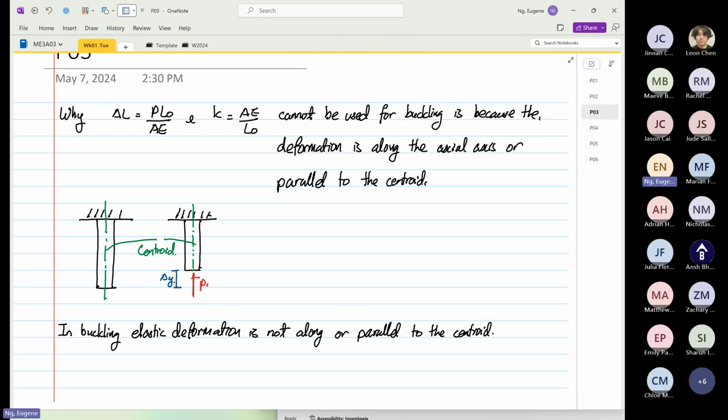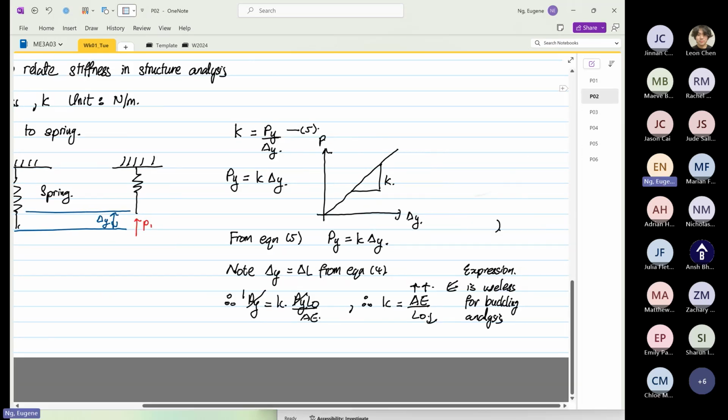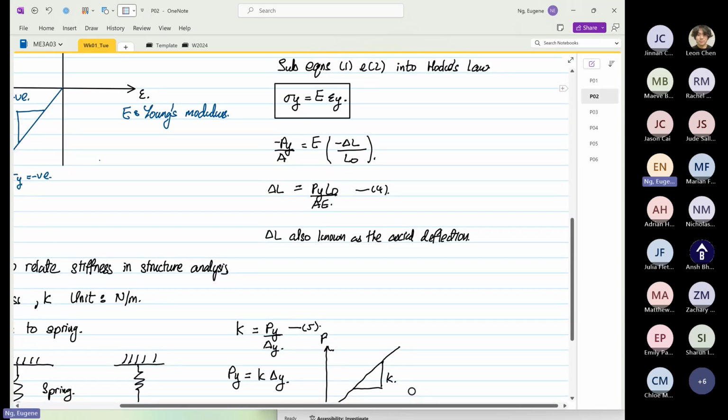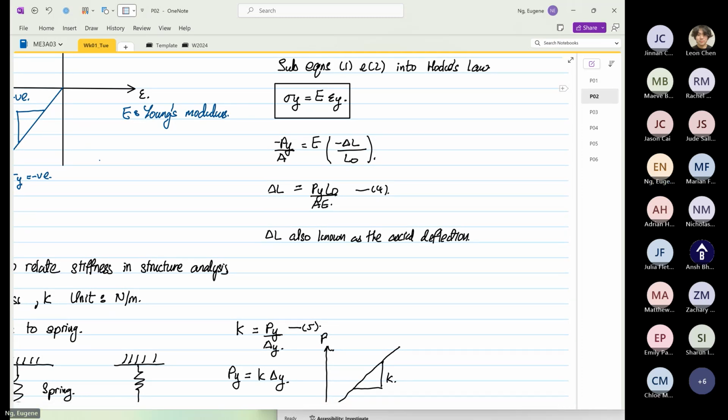Why is delta L negative? If you look at delta L, it's negative down here because the change, the original is longer than the final, so it's negative. So when I put it into equation number 4, left hand side and right hand side, the negatives both cancel. Chloe, does that make sense for you?